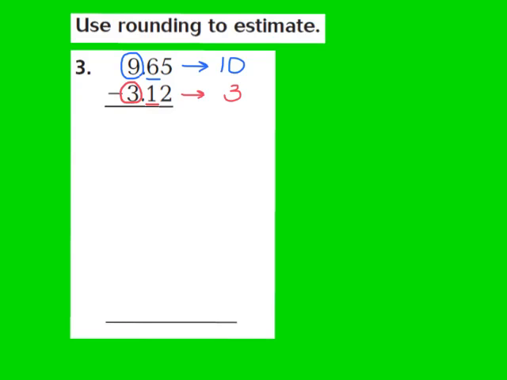Now my last step is to subtract. So I'm now going to take 3 away from my 10, and when I do that, my answer turns out to be 7. So 9 and 65 hundredths minus 3 and 12 hundredths is about 7.